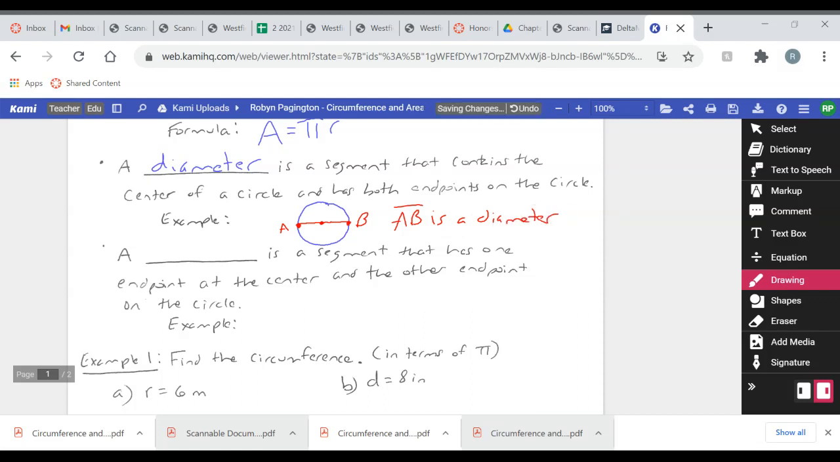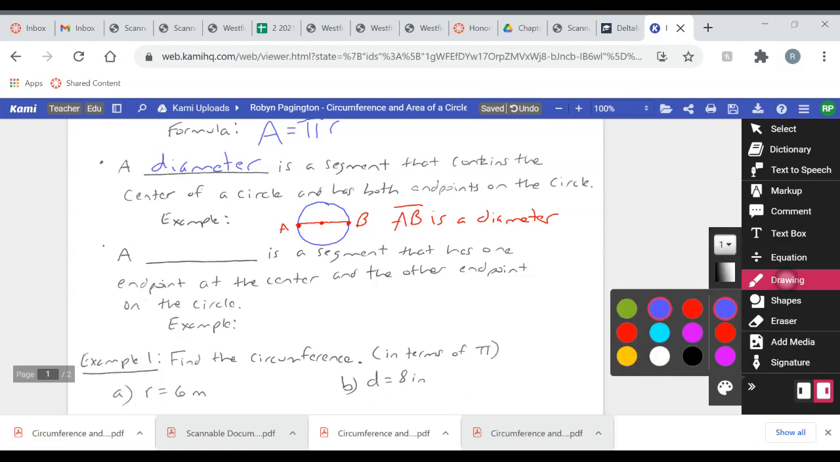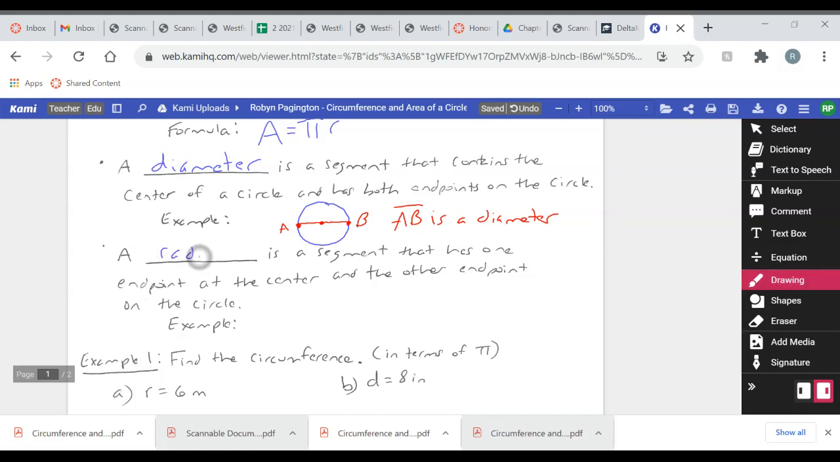Okay, and the next word here is a radius. A radius is a segment that has one endpoint at the center and the other endpoint on the circle. So in this case, if this is our circle, then here is my A, here is my B, and I could say that AB is a radius.